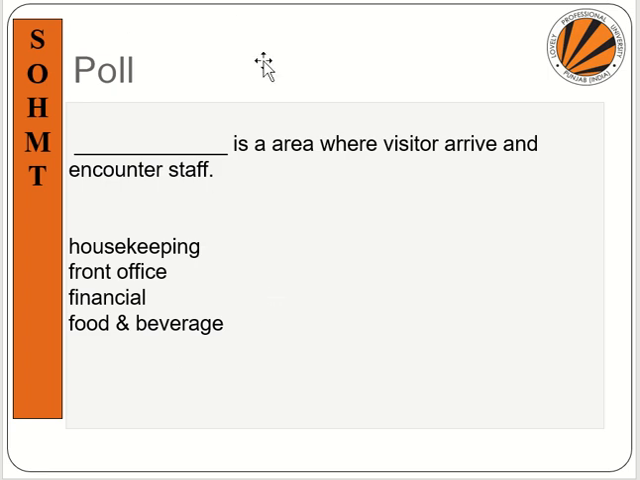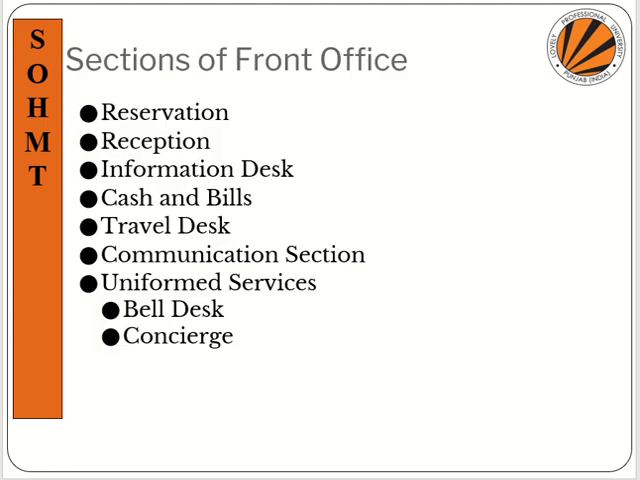Dash is the area where visitors arrive and encounter staff, housekeeping, front office, financial, and food and beverage. In this slide, we will talk about the various sections of front office. Now, various sections of front office are reservation, reception, information desk, cash and bills, travel desk, communication section, uniform services, and under uniform services you have bell desk and concierge.